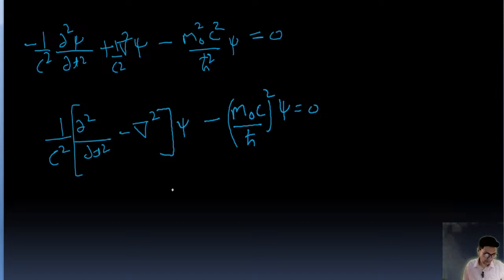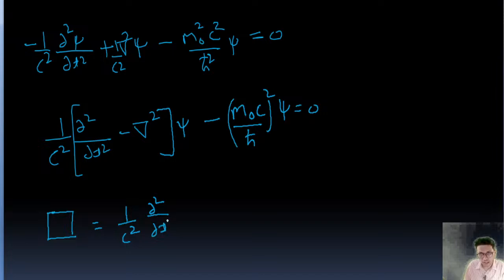We can do like this. Okay, so we can write this value is equal to this. So this is this operator. I'll tell you, this is 1 upon c square del square upon del t square minus del square.